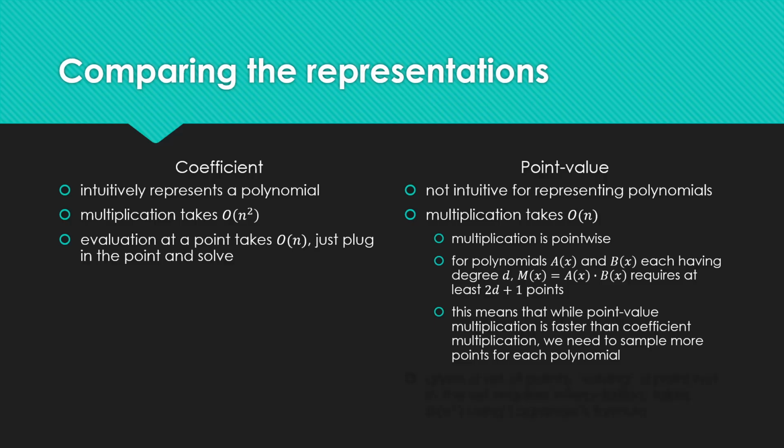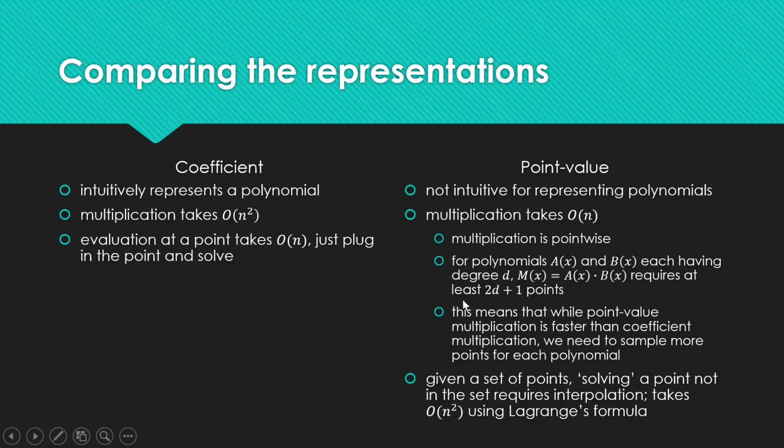Multiplication takes linear time. So this is the good thing. Multiplication is pointwise, meaning you simply evaluate the points at polynomials A(x) and B(x), for example, and then multiply them pairwise, and that's how you get M(x). So this means that while point value multiplication is faster than coefficient multiplication, we need to sample more points for each polynomial. We will see this later. We will come back to this, but it's still better than quadratic time.